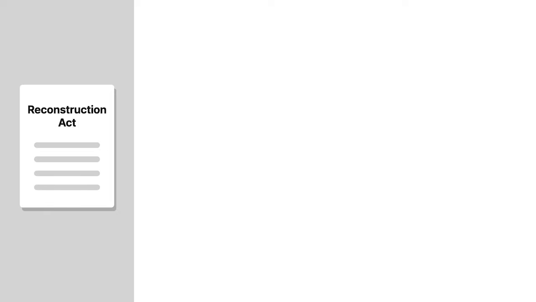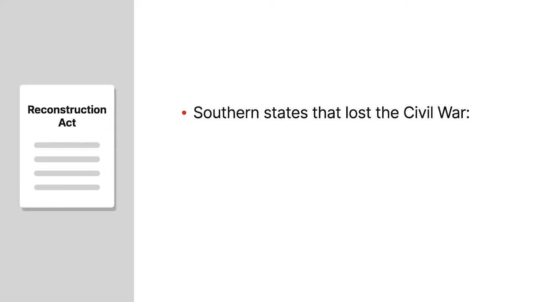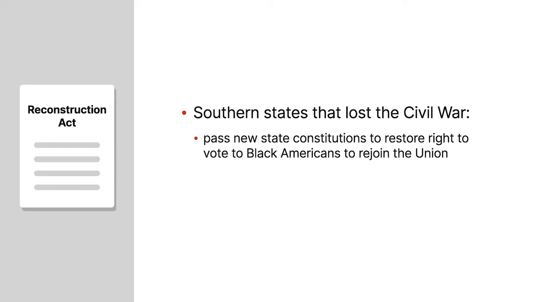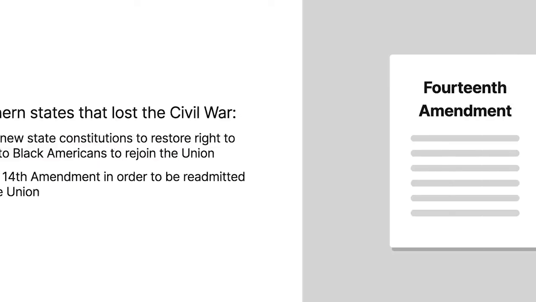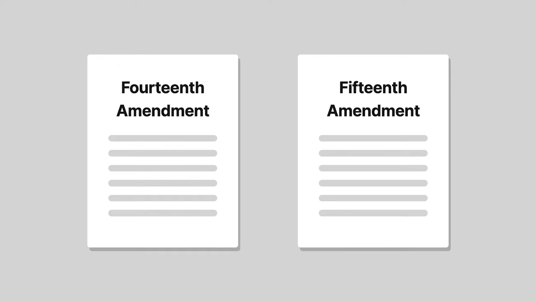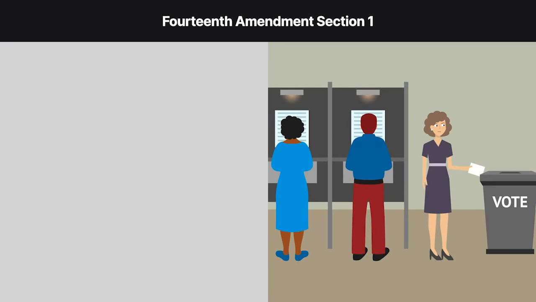Very briefly, I'm going to start in the late 1800s with the Military Reconstruction Act, the requirement that Southern states who had lost the Civil War needed to pass new state constitutions, giving the right to vote to Black Americans in order to rejoin the Union. States were also required to ratify the 14th Amendment in order to be readmitted to the Union. And what we're going to focus on here is the 14th and 15th Amendment as the building blocks of voting rights protection and voting-related litigation in present day.